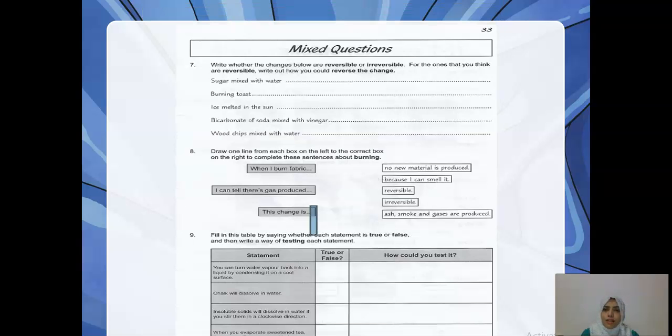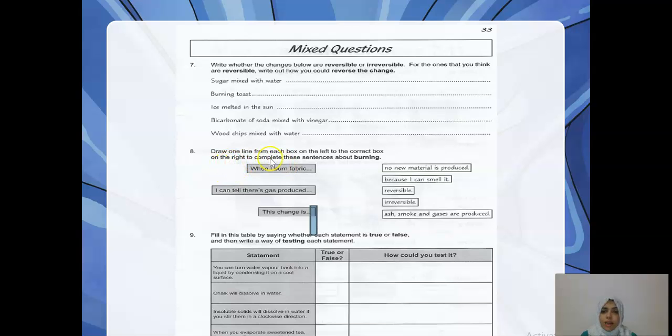Now I think this is the last page. Write whether the changes are reversible or irreversible. And for the one that you think is reversible, write how you could reverse the change. So this is again all the examples we have discussed before in our class. So I hope you'll be able to do it. Melting of ice, bicarbonate of soda with vinegar, wood chips mixed in water. Can you separate them? Is it reversible? If it is reversible, how will you separate them? What equipment will you use?